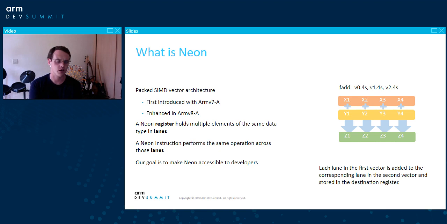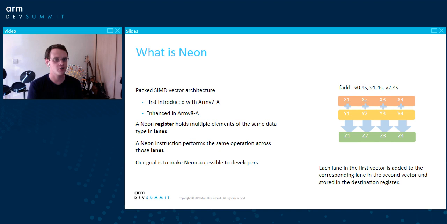One such feature is the Neon instruction set. Neon is a packed SIMD vector architecture. It was first introduced with ARMv7-A, and it was enhanced in ARMv8-A. It allows you to perform computations across multiple data elements in parallel. A Neon register holds multiple elements of the same data type in lanes, and the Neon instructions perform the same operation across those lanes. For example, in this slide, we're showing the behavior of a Neon FADD instruction from ARMv8-A, operating on 32-bit floating point values.